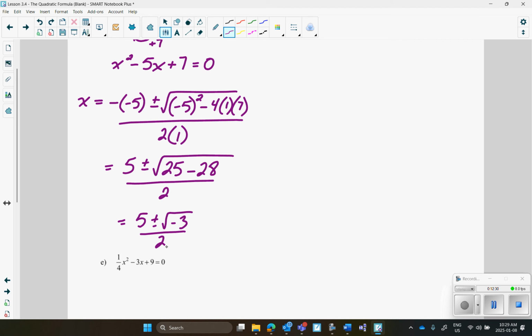Now what? What's weird? Yeah, the square root of negative 3, because you can't do it. Which means you can't simplify. Which means there are no solutions. If you get a negative under the square root, you stop, because there is not an answer. You just can't go any further.